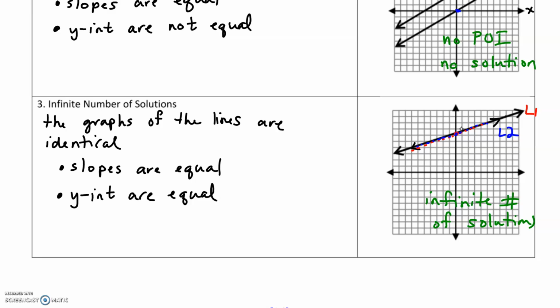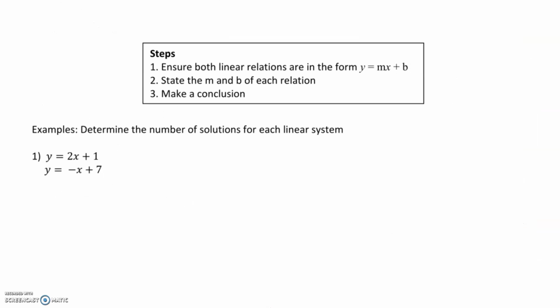All right, let's see how this is going to work now with determining whether we have one solution, no solution, or an infinite number of solutions when we have a linear system given to us. So our first example says to determine the number of solutions for each linear system, the steps are above. The first thing we're going to do is ensure both linear relations are in the form y equals mx plus b. And we do that so that we can easily identify the slope and the y-intercept.